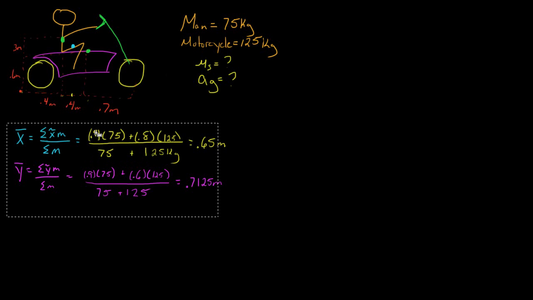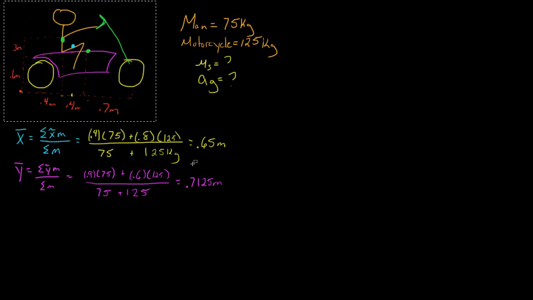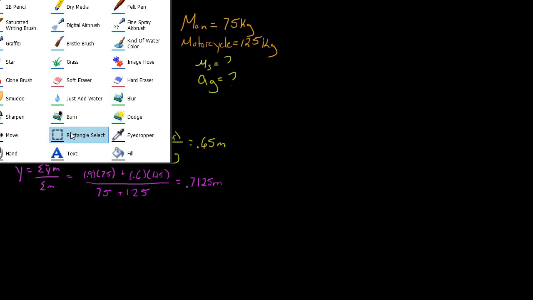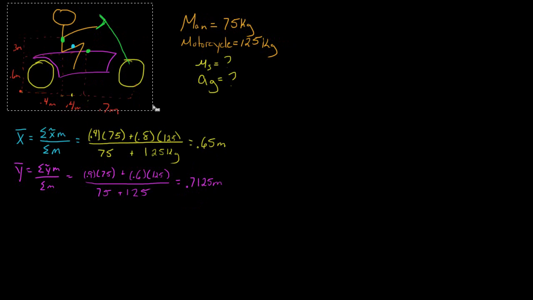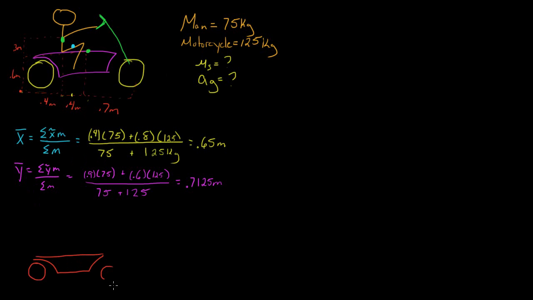So, like I try to do in most of these problems, I want to draw a free body diagram and a kinematic diagram. If I can get this working here. Nope. All right, I'll just redraw my motorcycle, and I'll draw the man on it. So this is going to be my free body diagram.